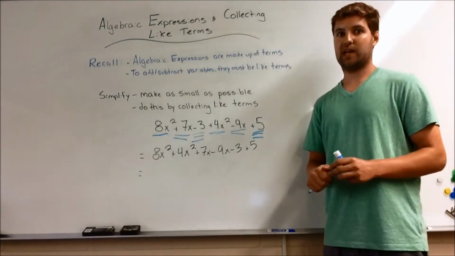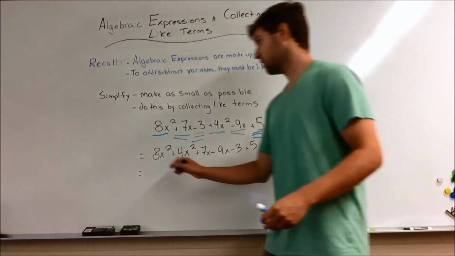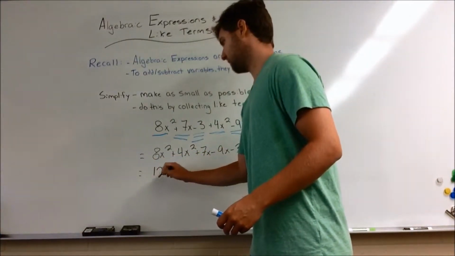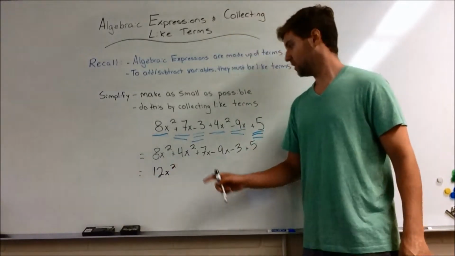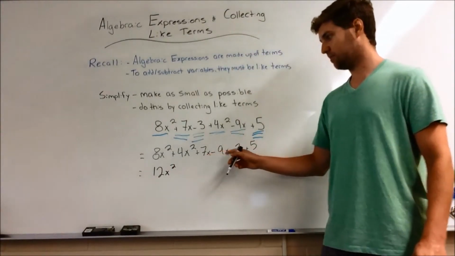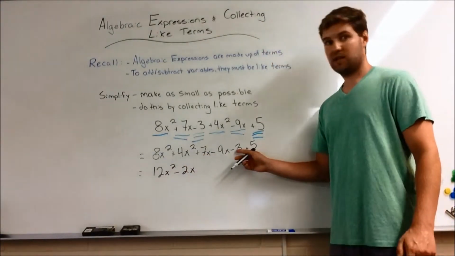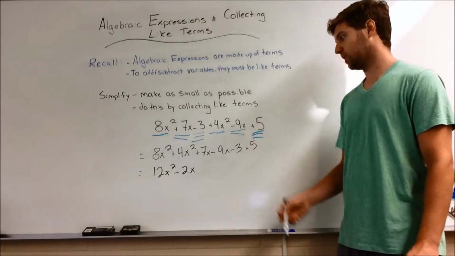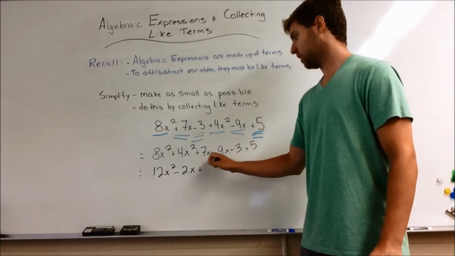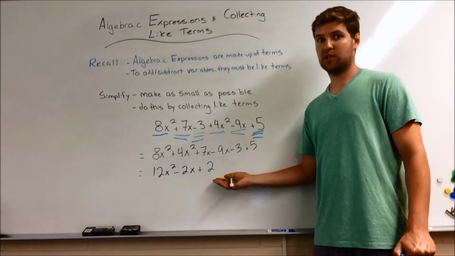Now we know we can add them together because they're like terms. So 8x squared and 4x squared, we add the coefficients, makes 12x squared. 7x minus 9x, said they were like terms. 7 minus 9 is negative 2, so we get negative 2x. And minus 3 plus 5, that's just your normal integer addition, so that's plus 2. Right? So this is simplified. This is as far as we go.